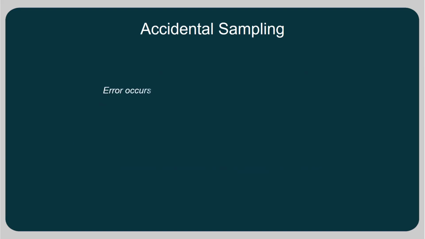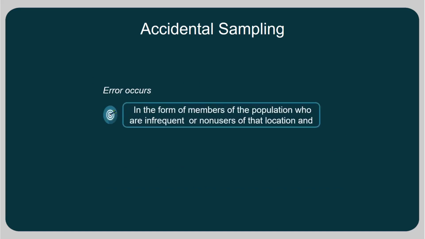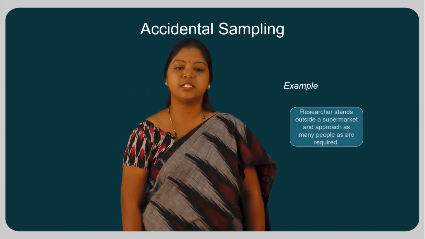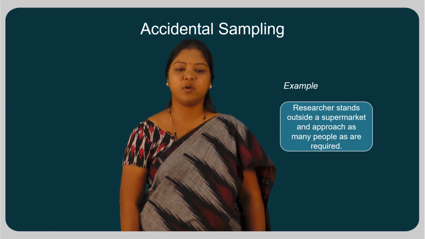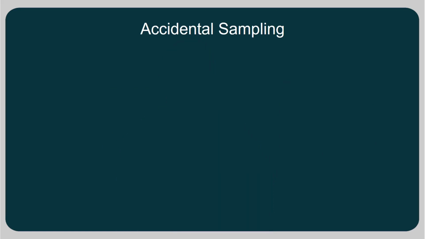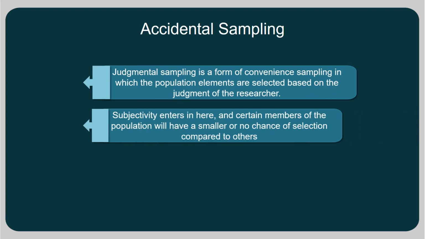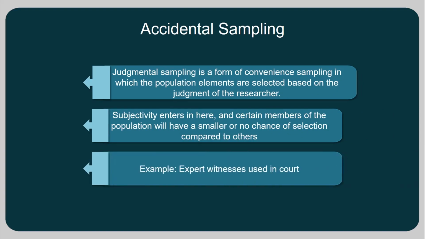There is a possibility of error in convenience sampling in the form of members of the population who are infrequent or non-users of that location, or who are not typical of the population. For example, a researcher stands outside a supermarket and approaches as many people as are required. Judgmental sampling is a form of convenience sampling in which the population elements are selected based on the judgment of the researcher. Subjectivity enters here, and certain members of the population will have a smaller or no chance of selection compared to others. An example is expert witnesses used in court.